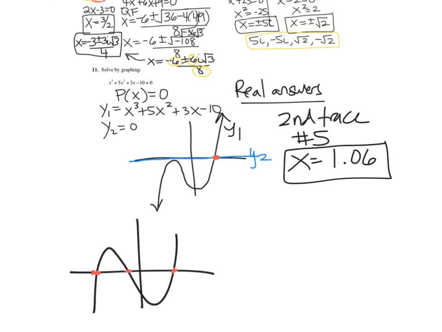The second part of 5.3 was graphing on your calculator. If you need more help with that, you can look in your book. They give some good examples, but you just graph it like we did quadratics, y1, y2, find the intersection.